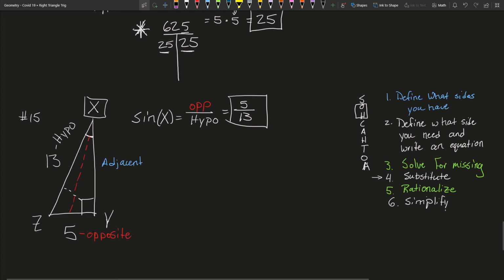How is it done already? Well, since this is asking for the sine of x, that means it's opposite over hypotenuse. And it gives us the opposite and the hypotenuse sides. So we don't need to solve for a missing side. We're already given everything we need. And then it's not irrational. It's a rational fraction. So we don't need to rationalize it. And there's no square roots involved. So we don't need to simplify anything. And then on top of that, 5 over 13 is as simple as I can get.